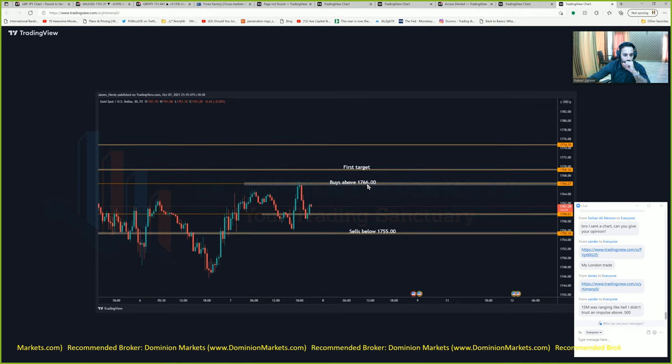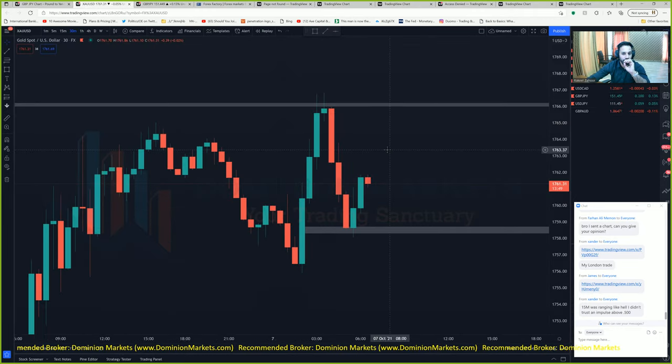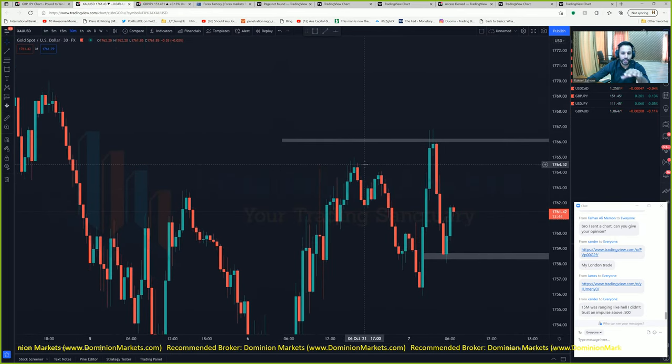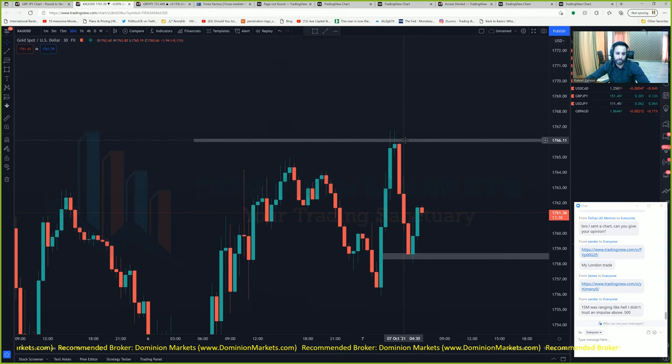First target buys above 1766. Looks good. This is something I was waiting for as well, above 1766. Actually, I was looking at above 1764, but we came back down and then came back up, broke above this area, and came back down. So above this area would make sense.